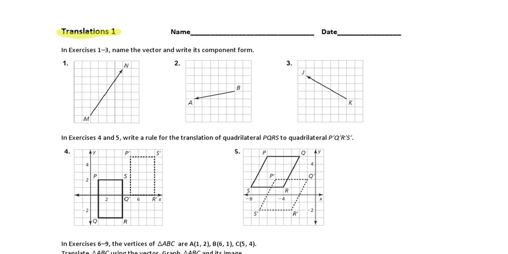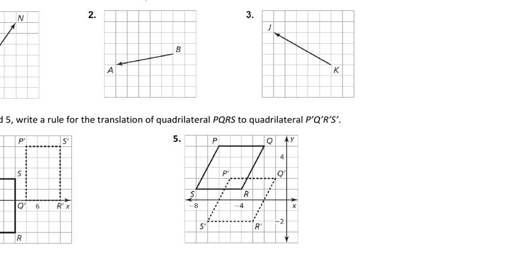So we're going to look at exercises 1 to 3 first, and that's one of the things that you need to be able to do. It says in exercises 1 to 3, name the vector and write its component form. So we're going to name the vector and write its component form. I'm going to do number 2, and then you will do 1 and 3. So let me make it bigger so that we can see it better.